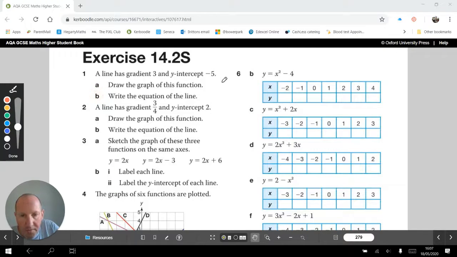Draw the graph. So if you're drawing the graph, you know it's going to go through at -5, and you know when it goes across 1, it will go up 3. So you just need 2 points, and then you can draw it. That's something that we should have said about linear graphs really. You only need 2 points to draw that linear graph because it's a straight line. With quadratic graphs, you need more points because obviously they are not just simple straight lines.